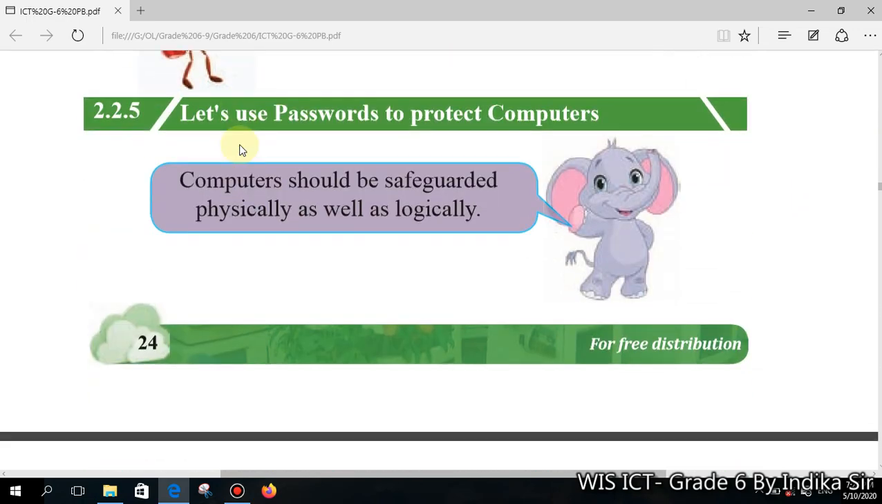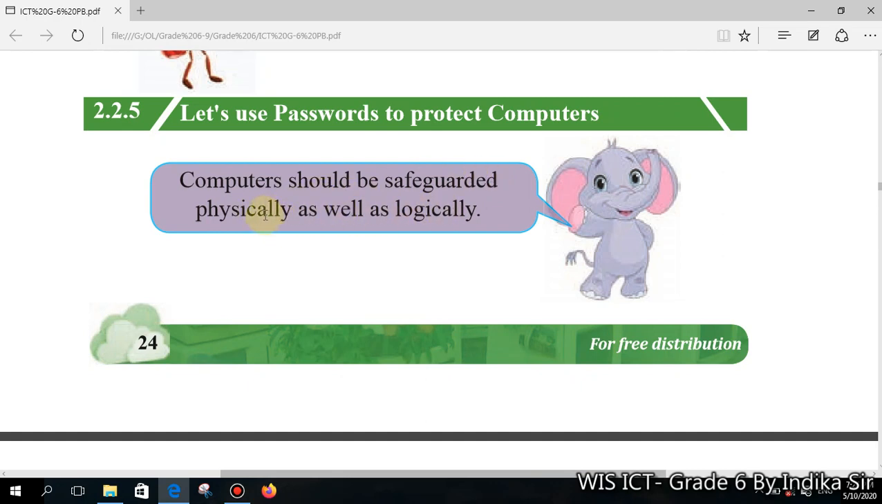Then the last part of this unit is using a password to protect a computer. I think most of our children already put a password and use it. It's very important. There are two words you need to understand about this. A computer should be safeguarded or protected physically as well as logically.